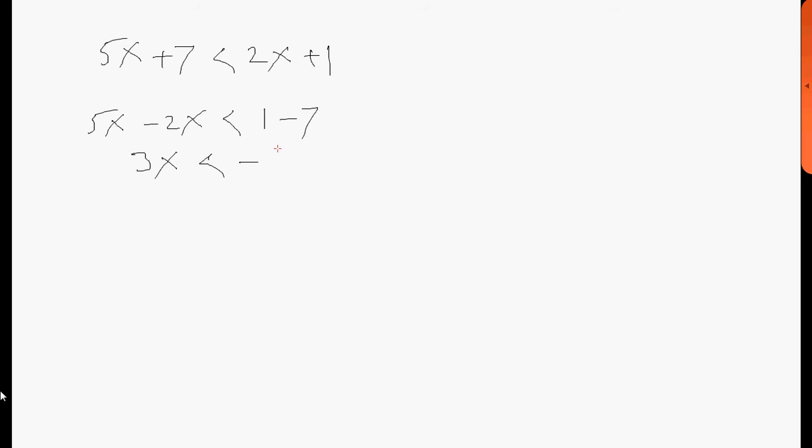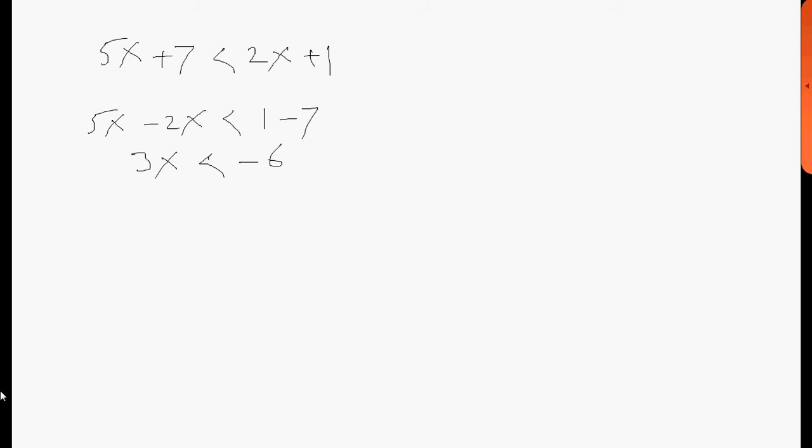Another example: 5x plus 7 is less than 2x plus 1. I move 2x to the left, the number 7 to the right. I get 5x minus 2x is less than 1 minus 7. So 3x is less than minus 6.